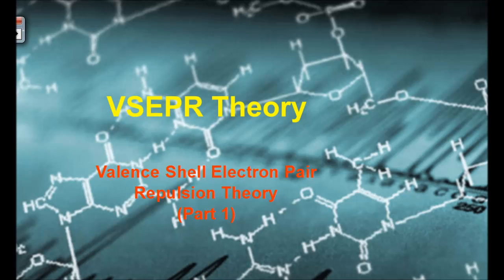Alright, so today we're going to introduce a new concept called VSEPR theory, which stands for valence shell electron pair repulsion theory. We're actually going to do this in two parts. So this will be part one, which basically includes molecules that have coordination numbers of 2, 3, or 4.